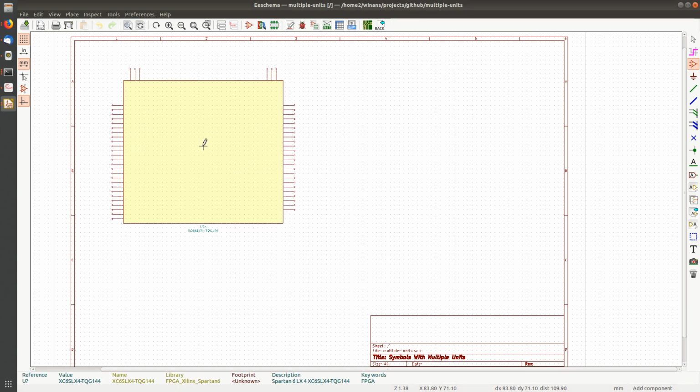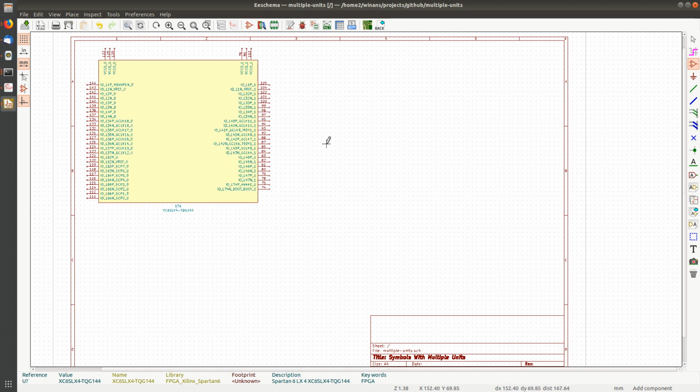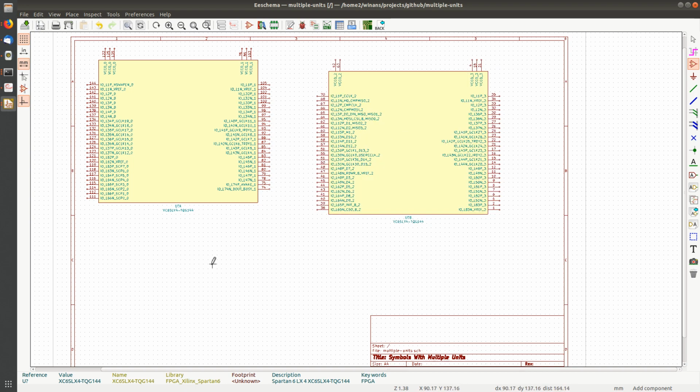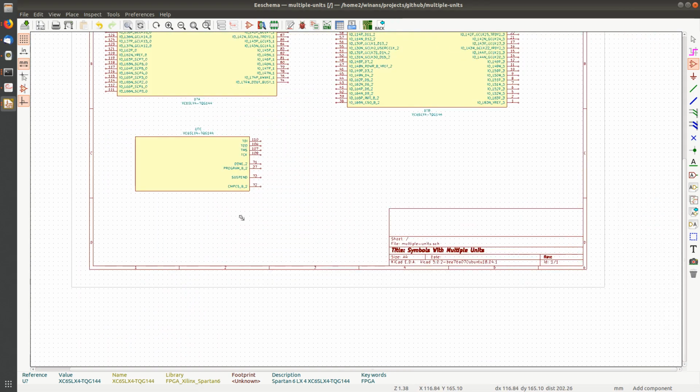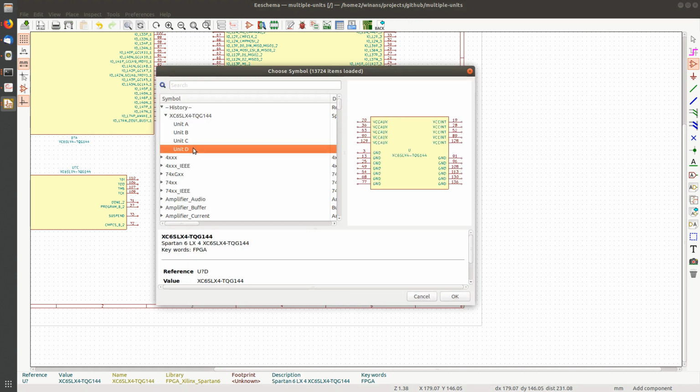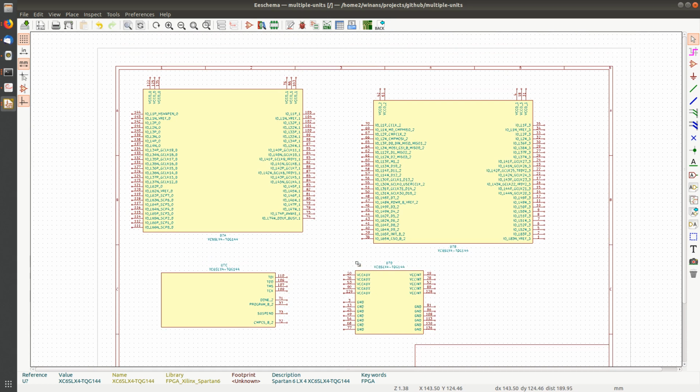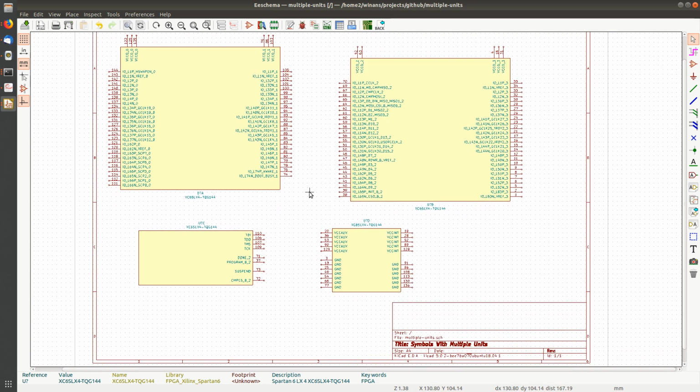So let's put unit A down here. Let's say I want to design a circuit with this, and here's unit B. Here is unit C, and here is unit D. These are the four units that comprise one single symbol. Obviously, I might want a bigger sheet, or I might want to put these on separate sheets, okay?